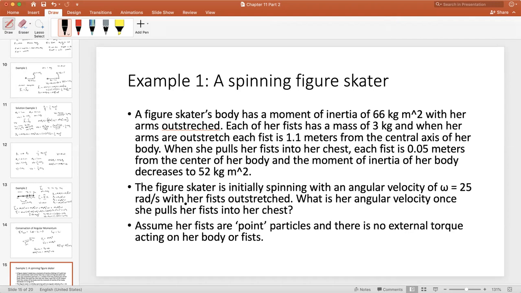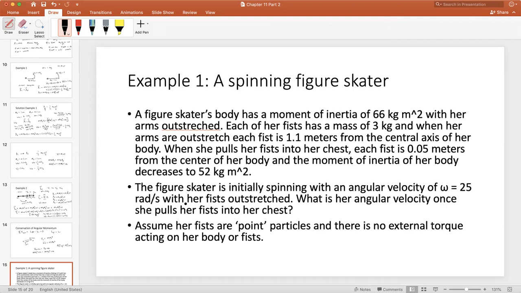So in this problem, this first problem I want to do, I'm going to have a figure skater whose body has a moment of inertia of 66 kilograms times meter squared with her arms outstretched. I'll draw a picture in a minute.